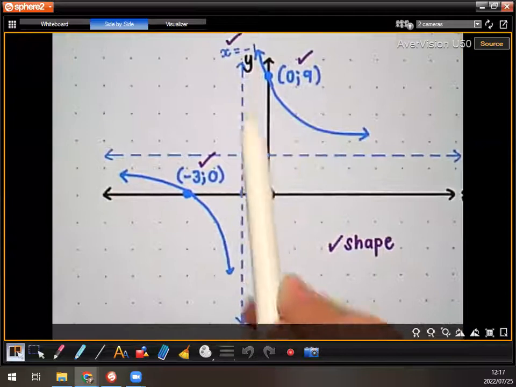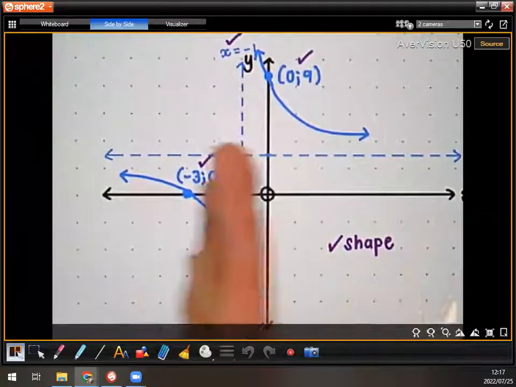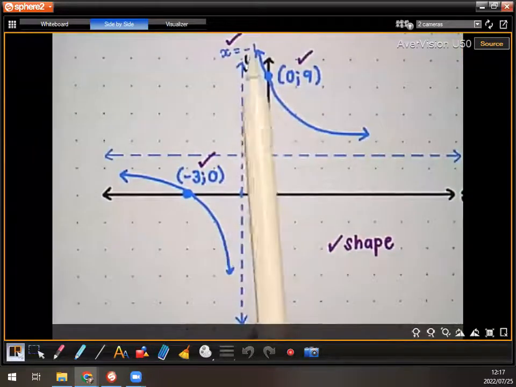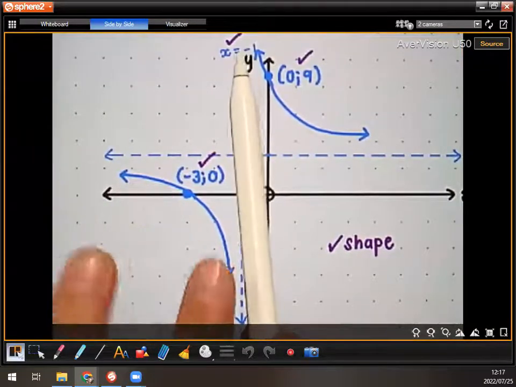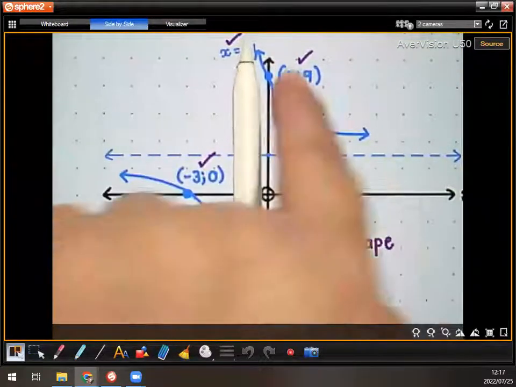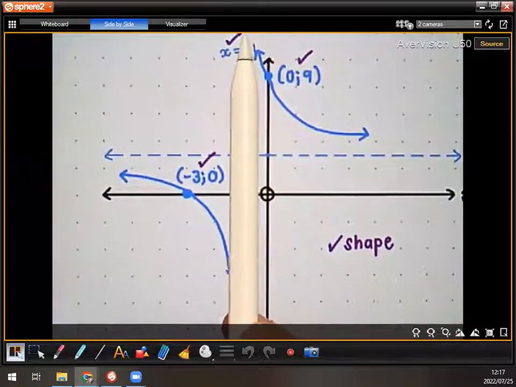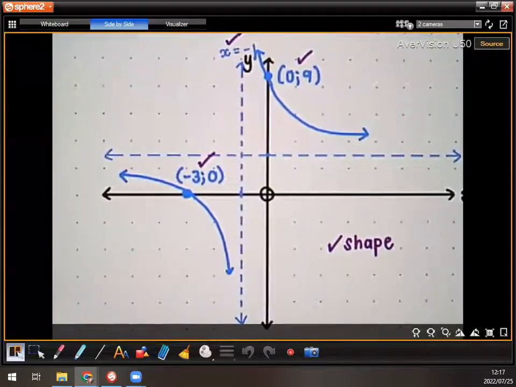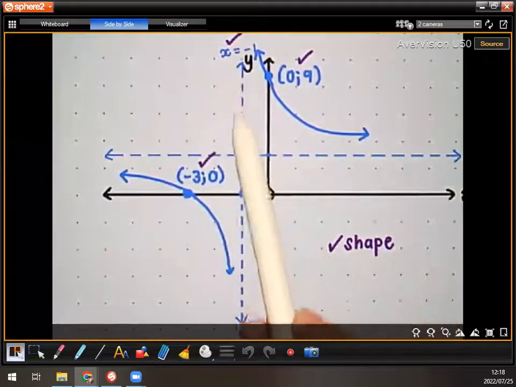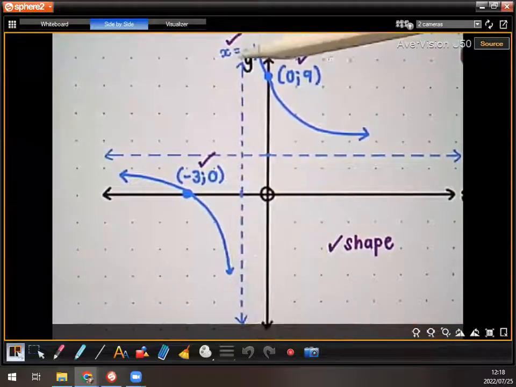Okay? Do you see that the one half of our hyperbola is on the left-hand side of the asymptote? The x asymptote, right? x equals -1. That half is on the left of x equals -1. The other half is on the right of x equals -1. So that's what you're going to look at, right? You're going to look at the x asymptote. You need one point on the left of the x asymptote, so a point that is smaller than -1. Okay, the x asymptote is at -1.